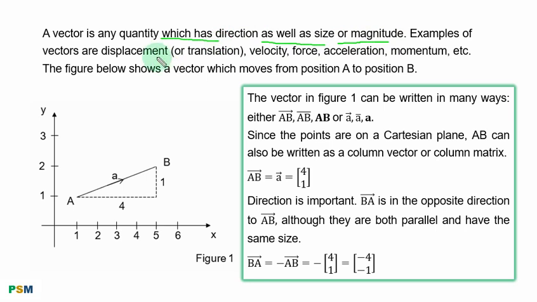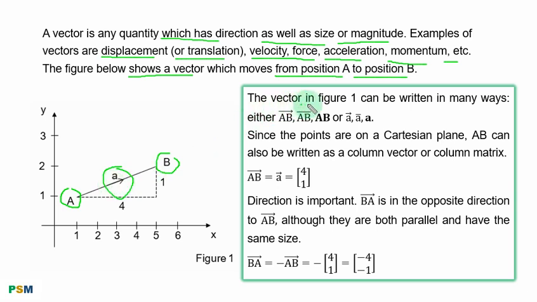Examples of vectors are displacement or translation, velocity, force, acceleration, momentum, etc. The figure below shows a vector which moves from position A to position B. You have position A to position B. You have the vector A. The arrow is showing the direction of the vector.